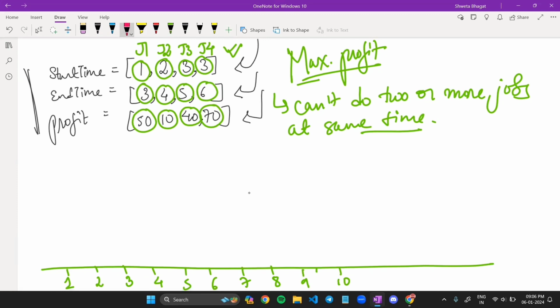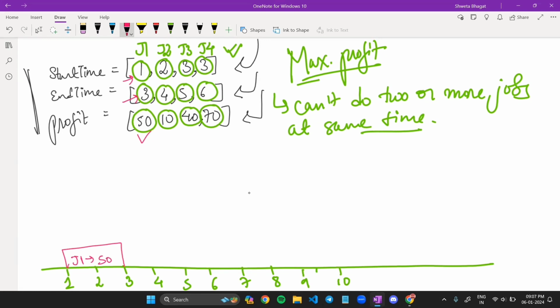Okay. So first, can we take this job 1? Yes. So let's say that I have started job 1, and if I start job 1, it's going to finish at time equal to 3. So this is job 1 and it's going to finish at time equal to 3. So if I'm going to do job 1, what is the profit that I'm going to get? I'm going to get a profit of 50.